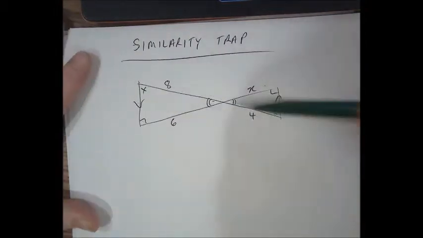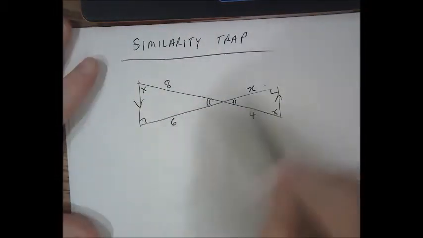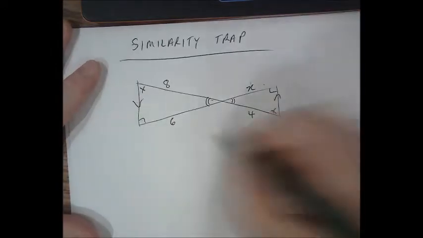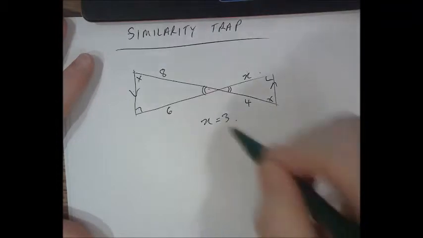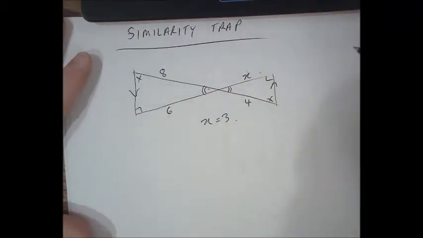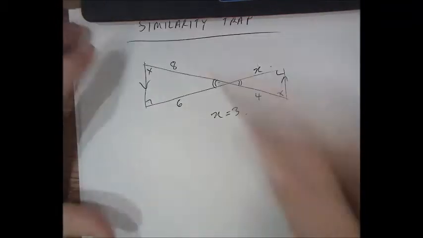When I see an 8 becoming a 4, that's halving. Therefore, the 6 becoming the x also has to be halving. So x therefore equals 3. That is supposed to be done lightning fast. But there is this trap.